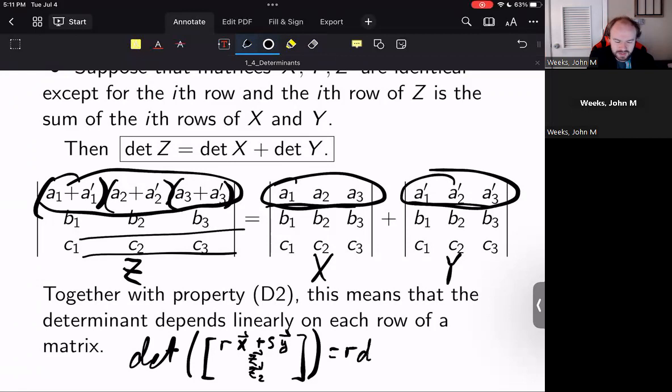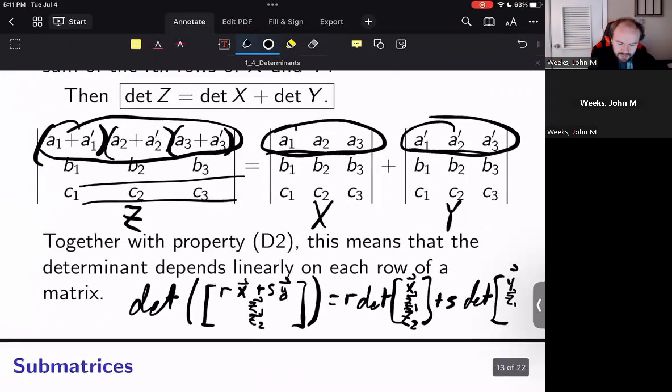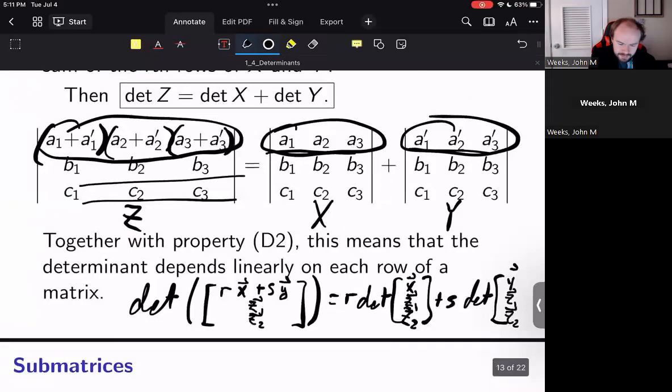R times the determinant of X, Z1, Z2, plus S times the determinant of Y, Z1, Z2. So I can essentially split this one apart, just like with the linear operators I was doing before. Scalar multiplication works neatly with that, and so does addition.